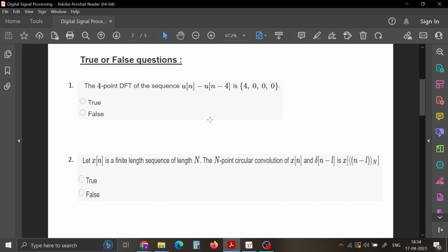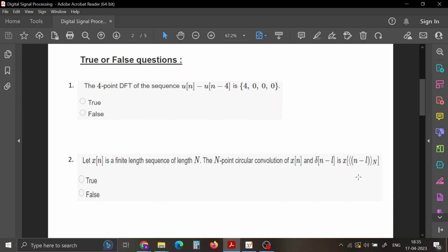Now let's check the second one. It's also true or false. It says let x of n be a finite length sequence of length capital N. The N point circular convolution of x of n and delta of n minus L is x of n minus L modulo capital N. So this symbol is actually x of n minus L mod N.